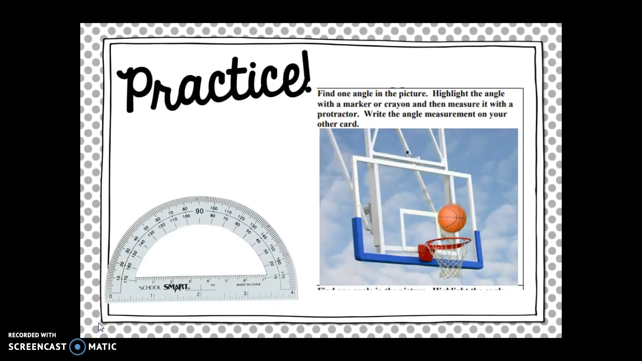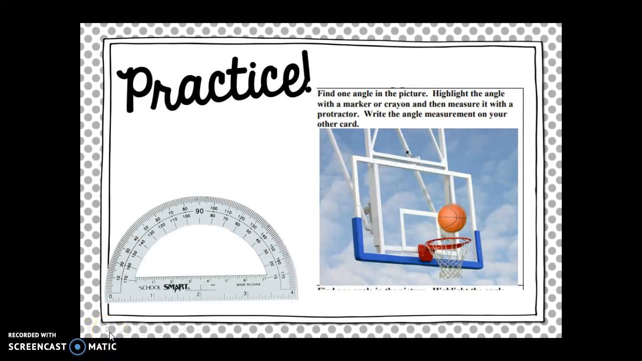All right, so now it's your turn. This is your practice for your homework tonight. You're going to look at the angle that I highlight for you in this picture. And then it will also display on our protractor, and you will use what you know about angles. I want you to identify the type of angle. Is it right, acute, or obtuse? And then also tell me what the angle measurement is. And you will write this information in your math notebook and show it to your teachers in the morning.